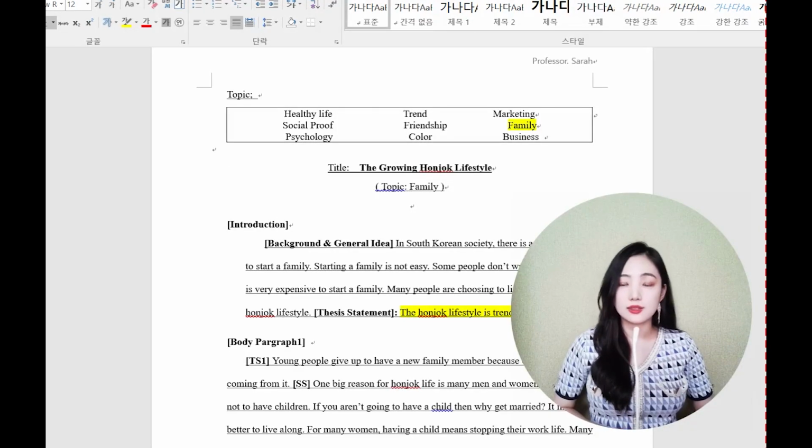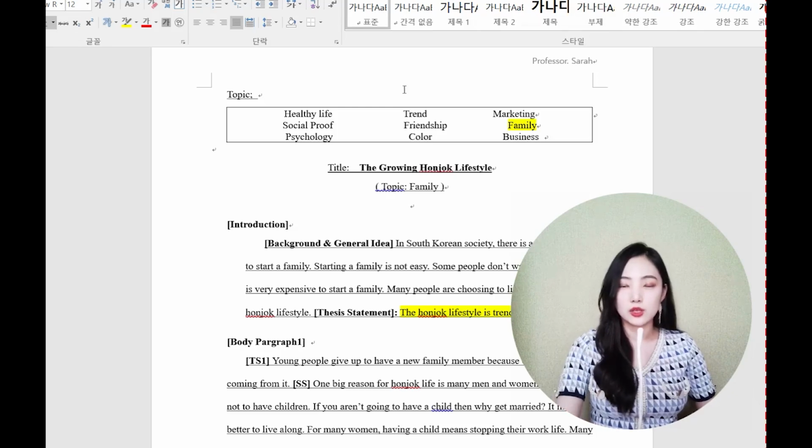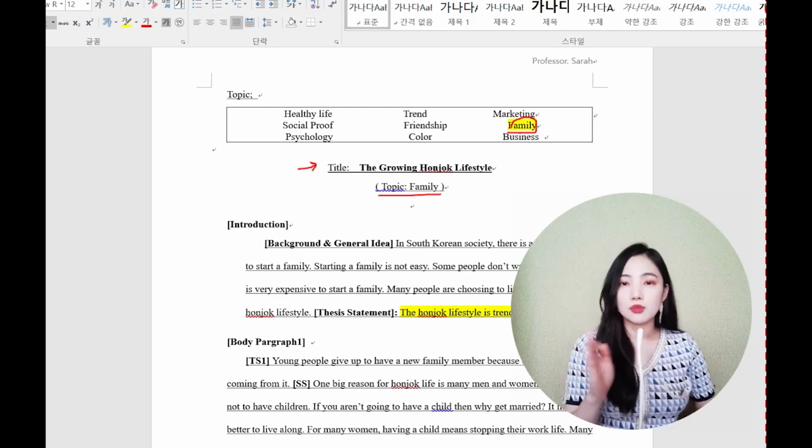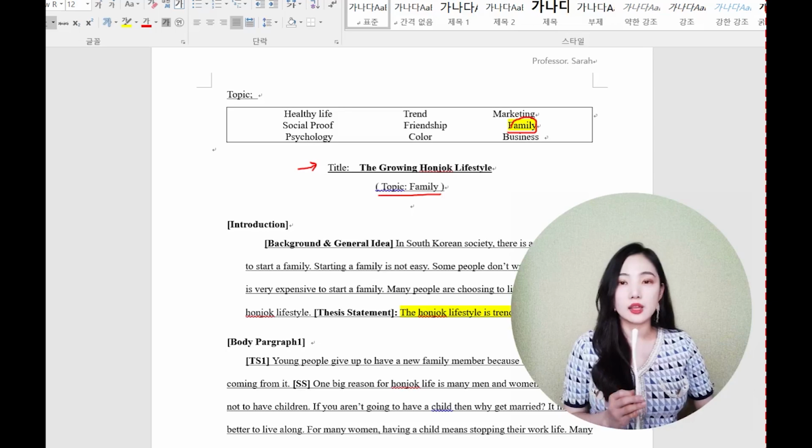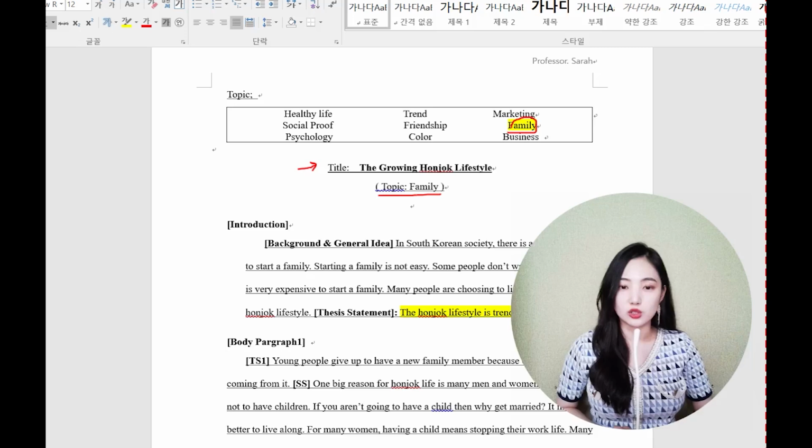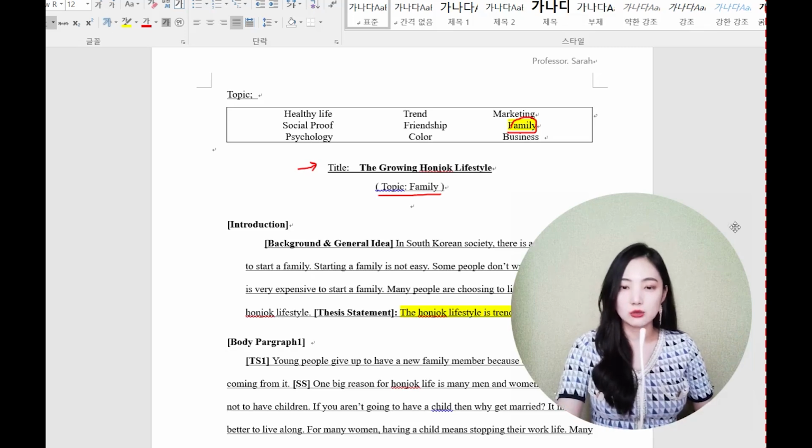Okay, so this is an example essay, a sample essay, to give you a better idea. My topic is family. So I wrote topic family here, and I'm writing the title. Here I skipped the process of making an outline and also brainstorming. This is after. So I'm looking at a first draft of your essay in order to check out the structure of it. Let's check it out together.